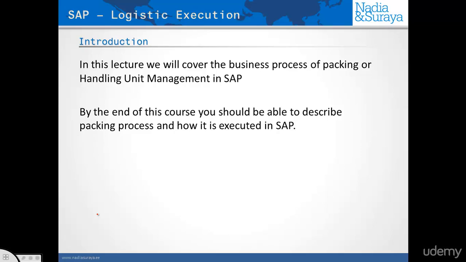Now, a note here. We are not going to go into a deep dive session on the handling unit management because there's quite a lot to cover, and it's commonly covered by the IM or WM consultant. However, what we are going to do is to have a look at how the packing is done, why we want to do the packing, and in general, how it looks in SAP.